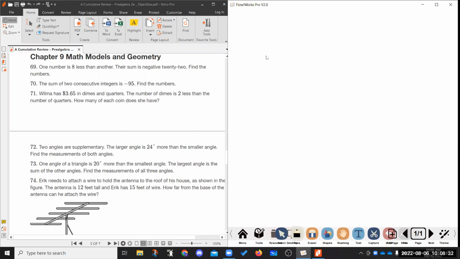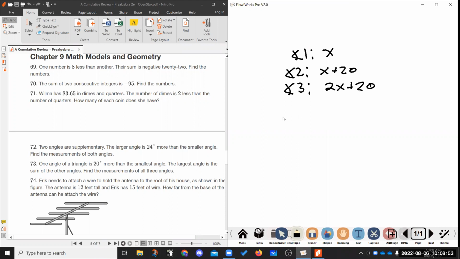Says there's going to be three angles of a triangle. Angle 1, we're going to call X. Angle 2, we're going to call X plus 20. And angle 3, it says, is the sum of the other angles. So that's 2X plus 20.